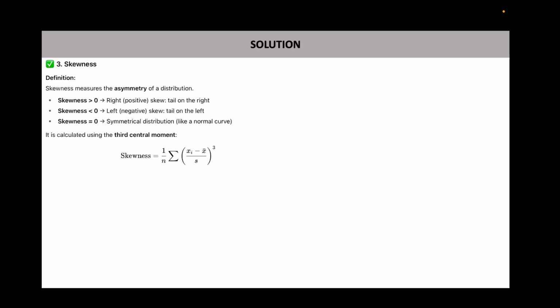The third one is skewness. So skewness basically shows whether your data is asymmetrical. You can have symmetrical data, and symmetrical data means that an equal part of your data lies on the left side and the right side of your mean value. So this is normal, or symmetrical, data. For this, the skewness will be 0.